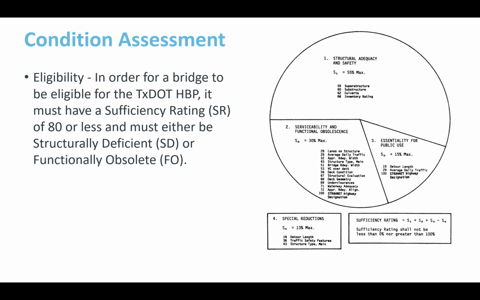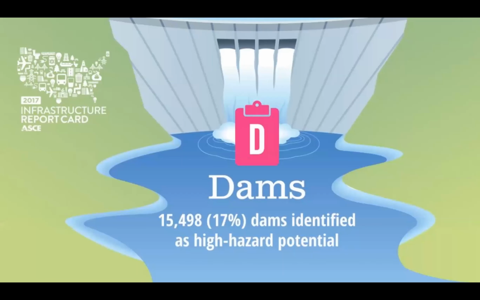All right, so that's bridges. The next one is dams. So if we look at the National Report Card, we find that dams are a D. Why are they a D? Well, there's 15,498, 17% dams identified as high hazard potential. So this is not good that we have dams in this condition.